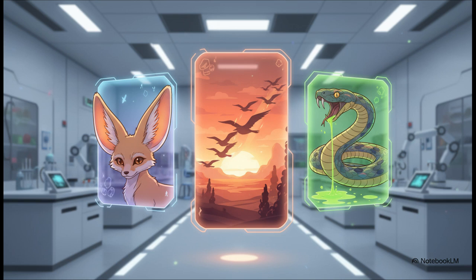Think of a snake producing poisonous venom inside its body, or an animal altering its reproduction cycle so its babies are born in the perfect spring weather. So just remember, structural is physical, behavioral is an action, and functional is an internal process.